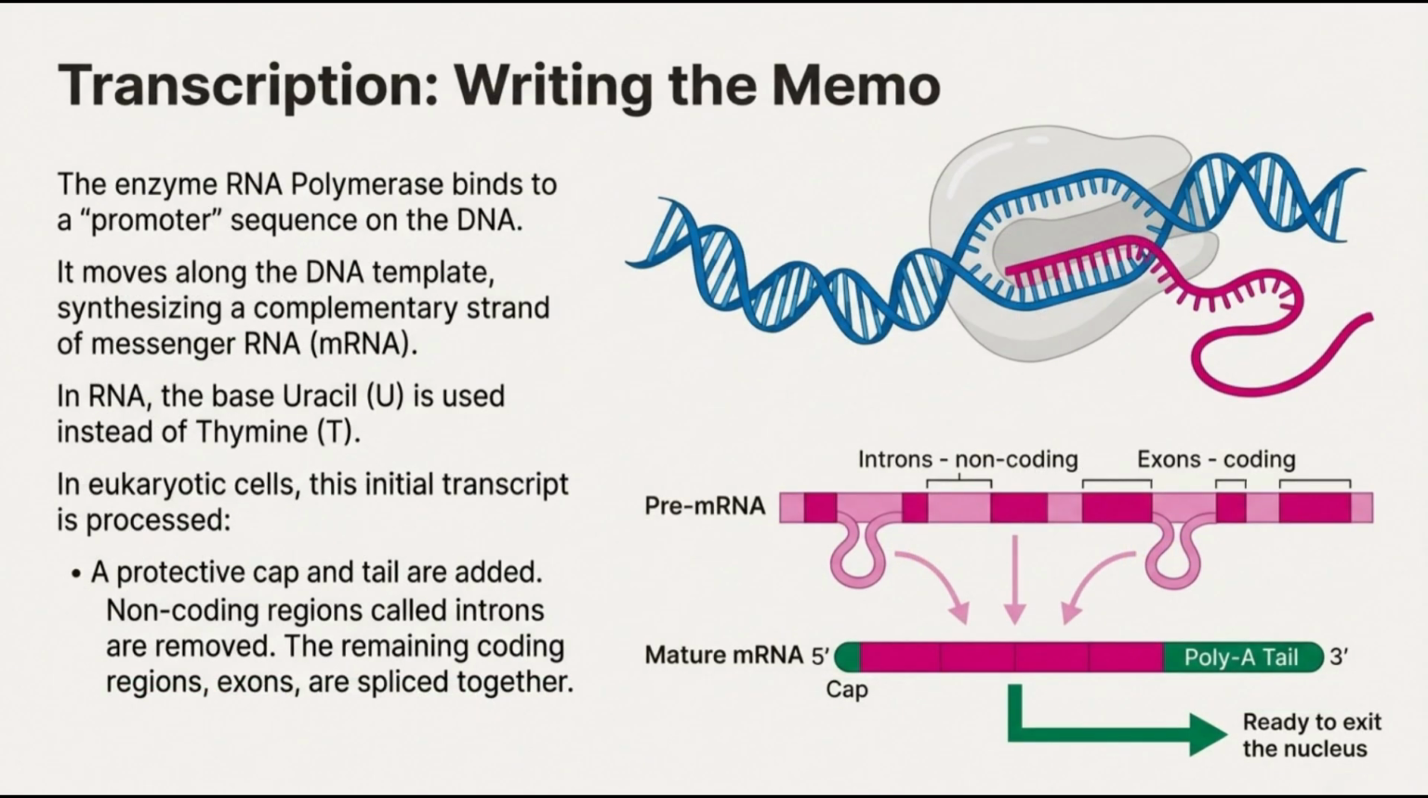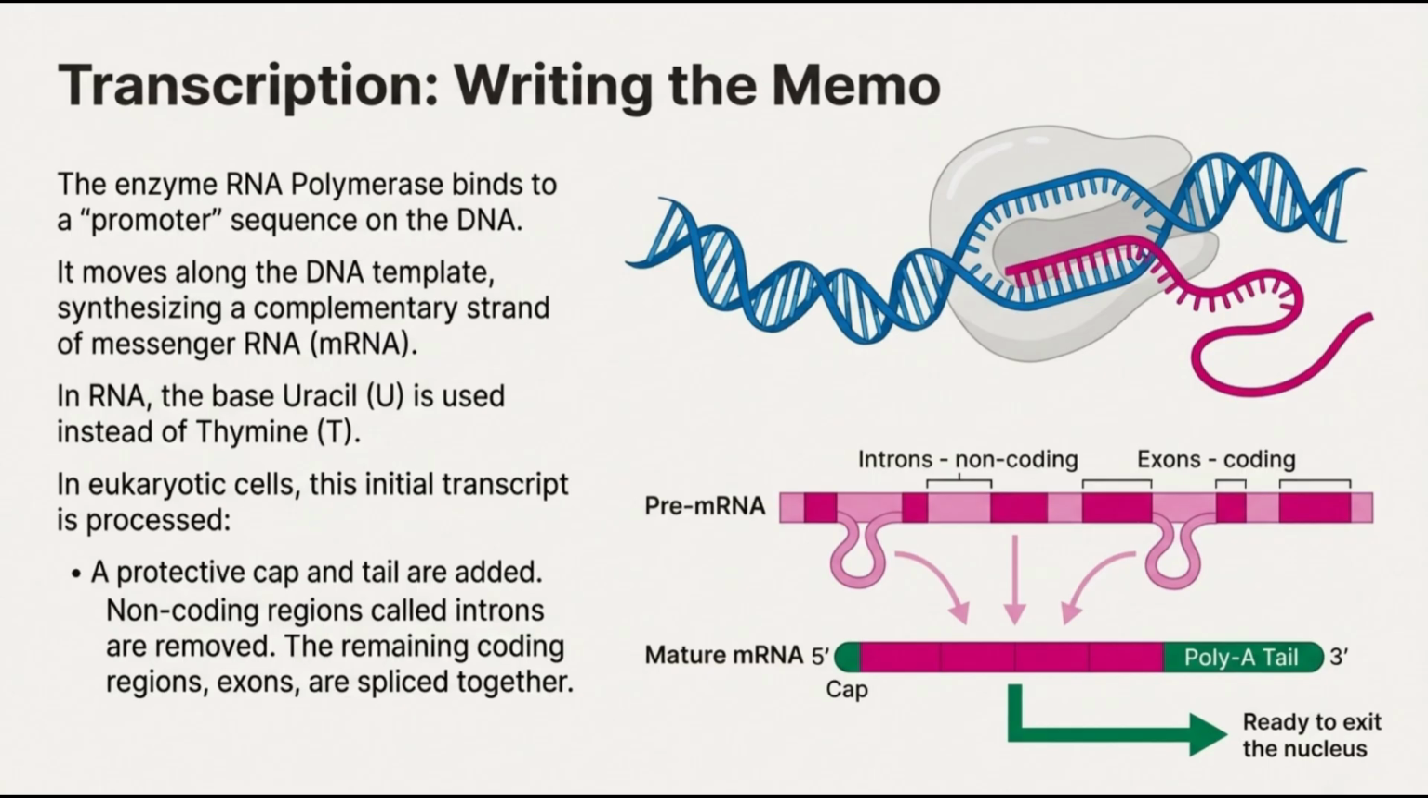So the first step in expressing a gene is transcription. This is the process of making a temporary RNA copy, a message, from the permanent DNA template. The main enzyme here is RNA polymerase. It binds to a start sequence on the DNA called a promoter. Then it unwinds the DNA just a little bit and synthesizes a complementary RNA strand, swapping in a U, a uracil, wherever there would have been a T, a thymine. It just keeps going until it hits a stop sequence called a terminator.